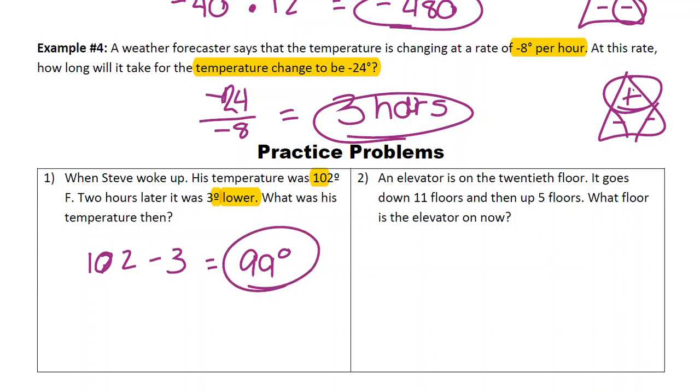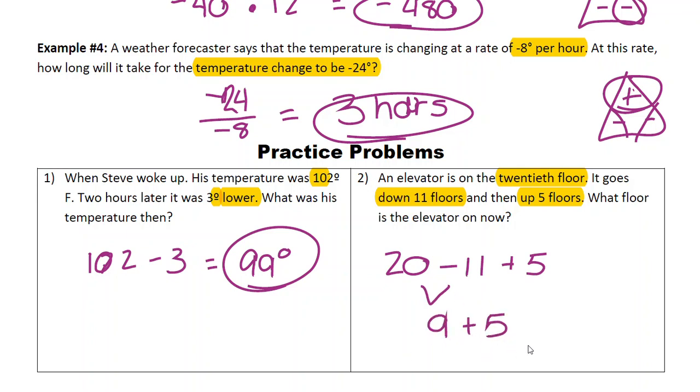Okay, and then the next one, the elevator's on the 20th floor. It goes down 11 floors and then up 5 floors. What floor is the elevator on now? So I'm starting on the 20th floor. I go down 11 floors and then I go up 5 floors. So piece by piece, 20 minus 11 would have been 9, and then I have to add that 5 to it, and 9 plus 5 gives me that I'm on the 14th floor.